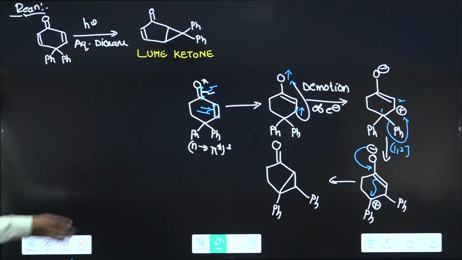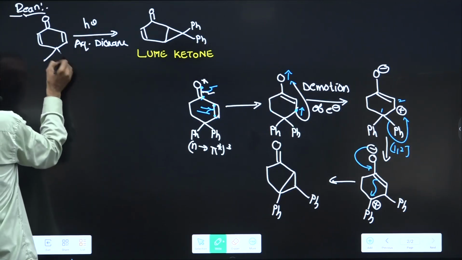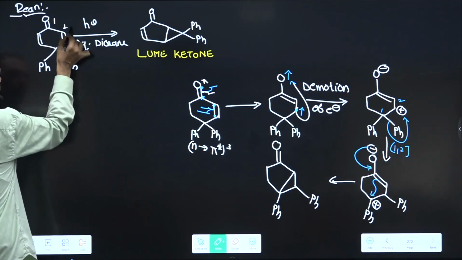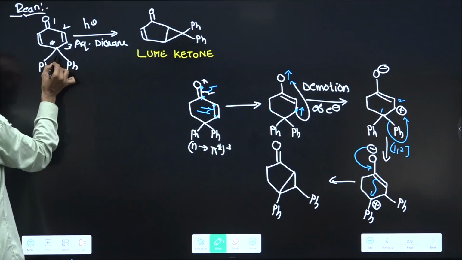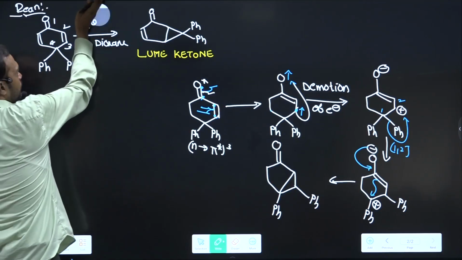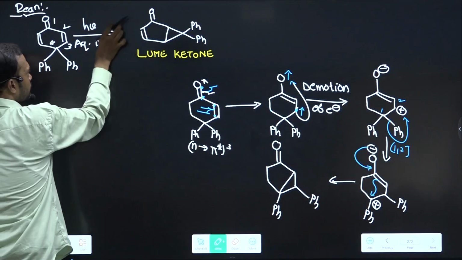4,4 dialkyl or diaryl, you can take either. Your answer remains the same. The fourth position has 4,4 substituents. Take a 4,4 dialkyl or diaryl cyclohexadienone under photochemical conditions in aqueous dioxane. You can use any solvent, polar or non-polar. Dioxane.